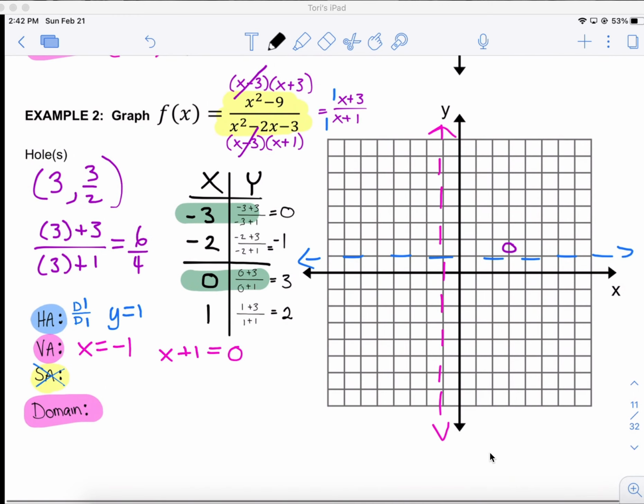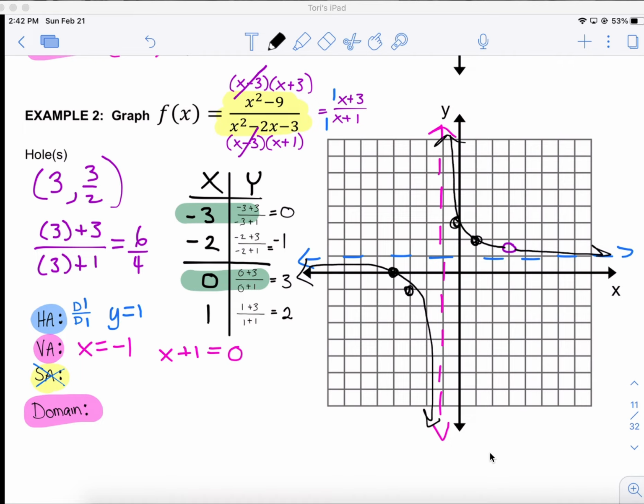Let's go ahead and graph those points. So (-3, 0). (-2, -1). And then we know to just follow my asymptotes. 0 is going to go to 3. 1 is going to go to 2. And then again, we're just going to follow our asymptotes. When we get to that hole, we're going to skip over it and move towards our asymptote, okay?